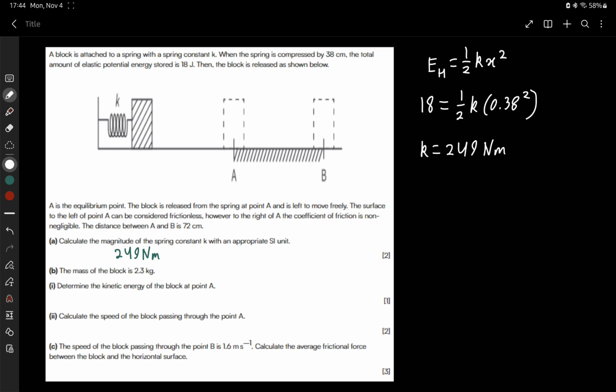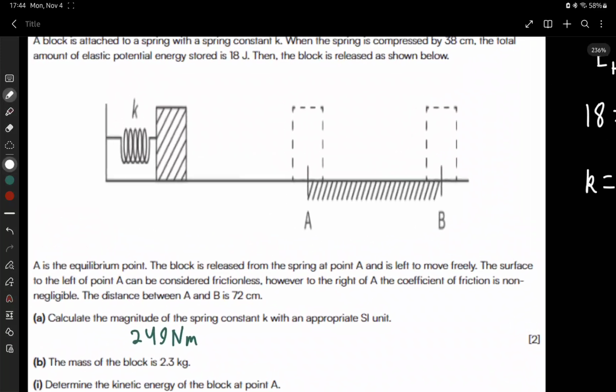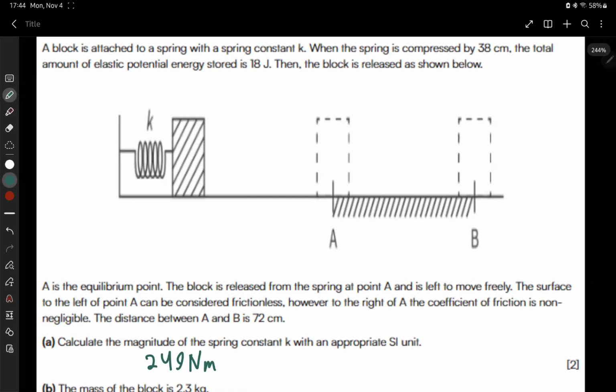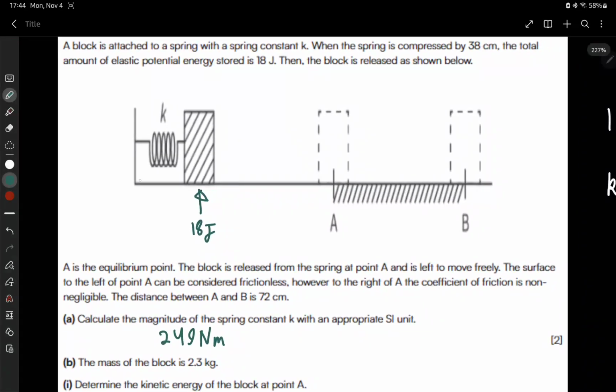Next is: determine the kinetic energy of the block at point A. So we know at this point here, the elastic potential energy is 18 joules. And we know that this plane up until A is frictionless. So that means all of the energy that's stored here will be turned into kinetic energy at point A. Remember, kinetic energy is the energy of a body in motion.